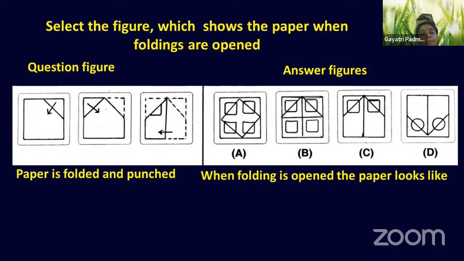Here we go. We have a square that is folded first in the right corner, and then again it is folded in the left corner, as you can see in the second figure. And in the third one, again it is folded half. What would be the resultant outcome after the third folding? When the folding is opened, the paper looks like dash. Is it option A, option B, option C or option D?